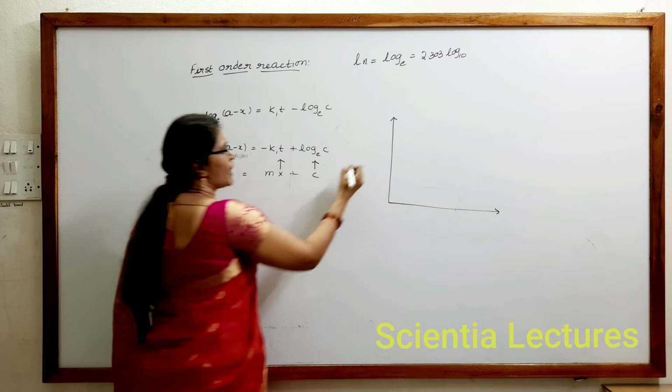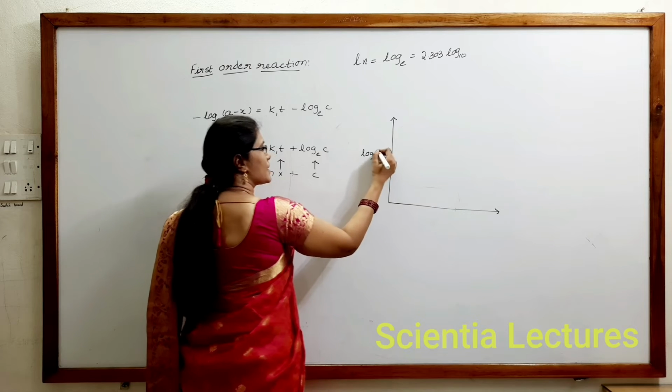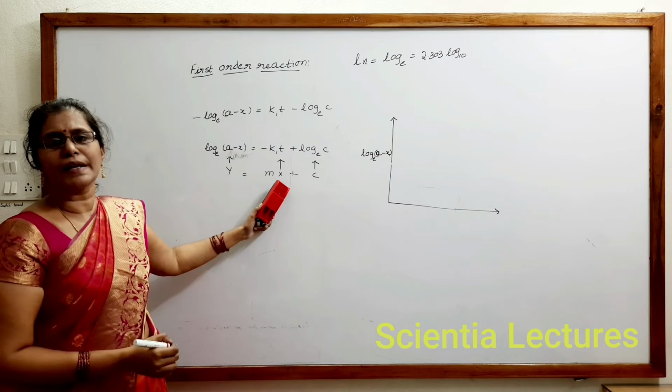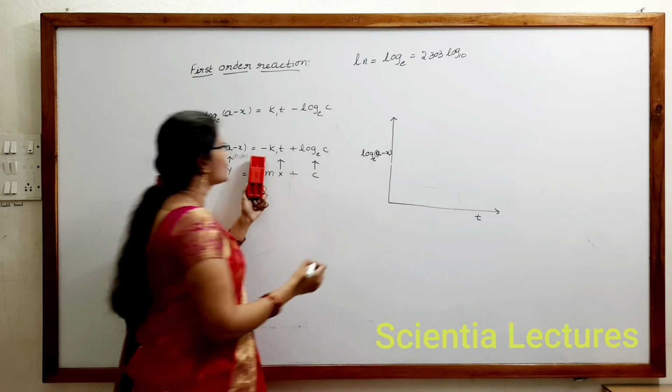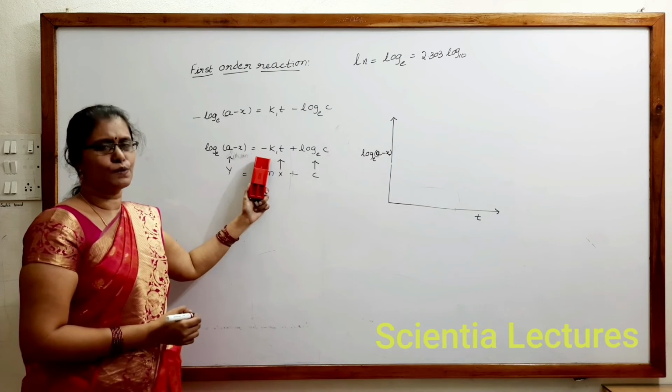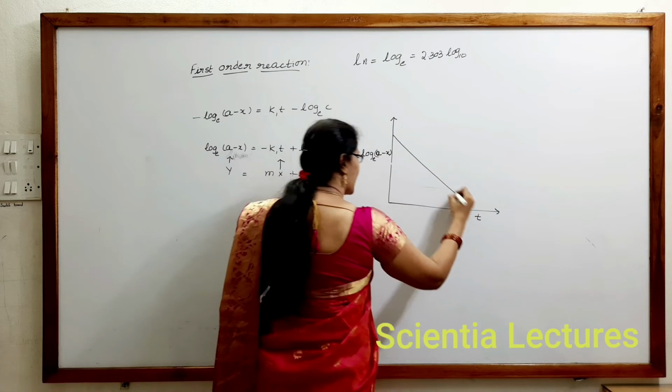So in the y-axis, what do we have to take? Log base e (a minus x). Similarly, what do we have to take in the x-axis? t. If you take t, you can observe whether the slope is positive or negative. It is a negative slope. So we get a straight line like this.